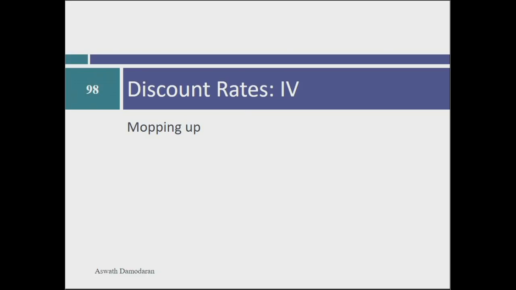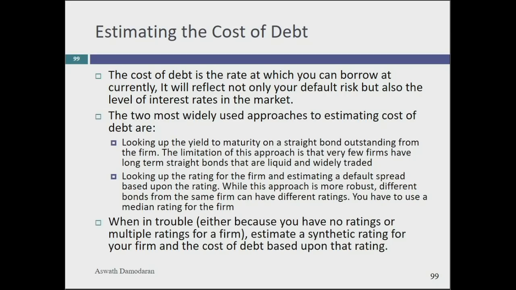So we've got a cost of equity: risk-free rate, beta, risk premium. Let's mop up. The cost of debt is the rate at which I can borrow money long-term today. Two words I threw in there, long-term and today. You know why I threw in long-term?